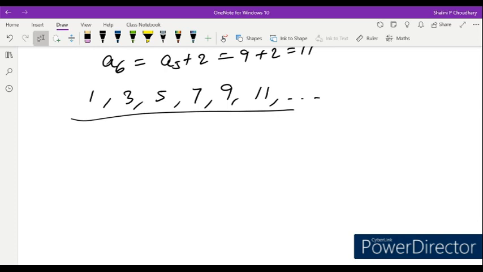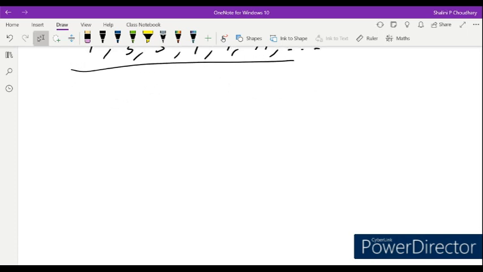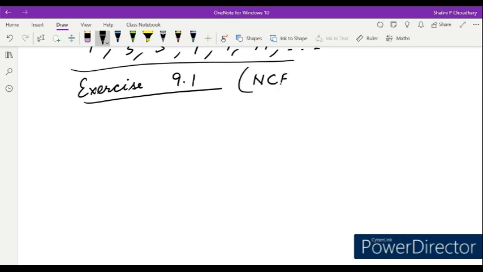Now we'll do sums based on the NCERT book. Okay, so we'll do exercise 9.1 of NCERT. So question number 1. What is the question? an is given, n into n plus 2, and we have to find out the first 5 terms. So the nth term is given and the first 5 terms we have to find out.